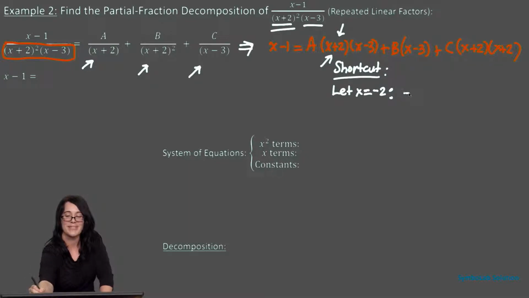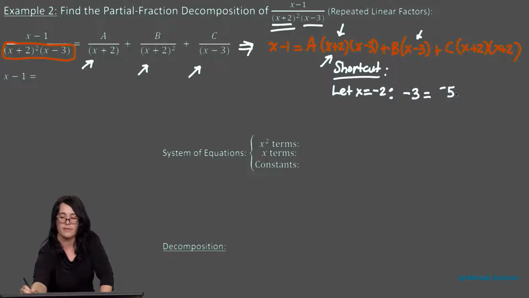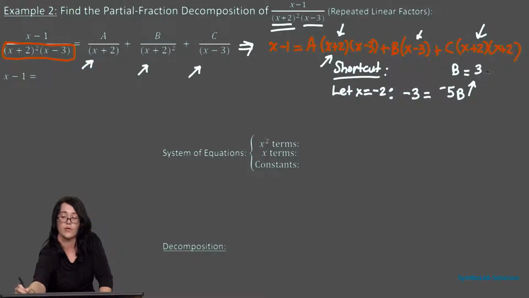Negative 2 minus 1 is negative 3 on the left, but on the right, what would we have? That's right, the a term cancels, and negative 2 minus 3 is negative 5, so we would have b times negative 5, or negative 5b. And then here, the negative 2 would cancel out our c term as well, wouldn't it? So we now know at least what b is. Negative 3 divided by negative 5, or 3 over 5. So we got one part done.